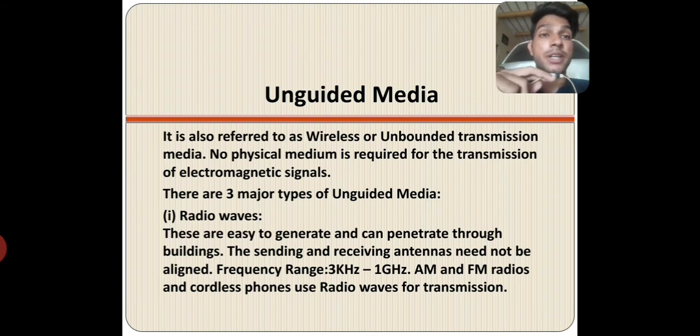The first one is radio waves. These are easy to generate and can penetrate through buildings. The sending and receiving antennas need to be aligned. Frequency range 3 kilohertz to 1 GHz. AM and FM radios and cordless phones use radio waves for transmission.